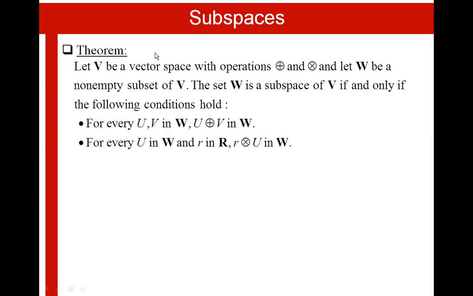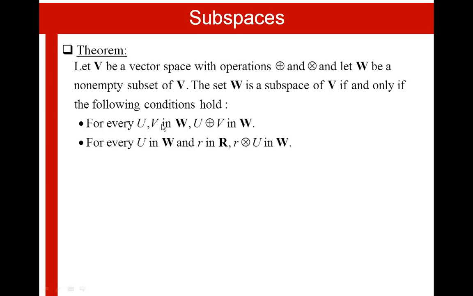The theorem here defines these rules. Let V be a vector space with operations of addition and multiplication, and let W be a non-empty subset of V. So the first condition is that W is non-empty. The set W is a subspace of V if and only if the following two conditions are met.